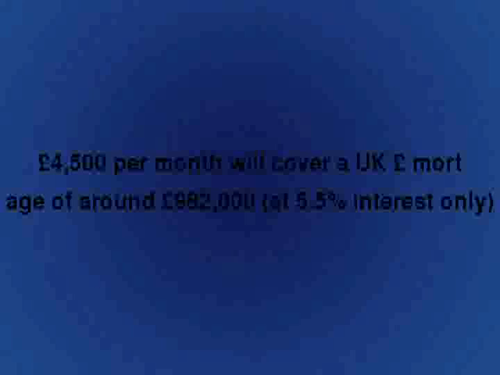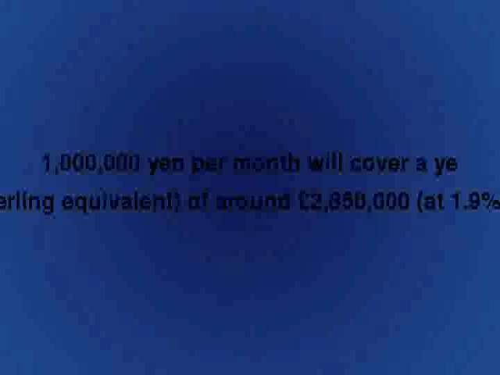Just to translate that, if you're paying the same amount of money, so I'd say £4,500, which is the average of the 3 figures that we've been talking about, so just in round figures, if you're paying £4,500 in sterling for a sterling mortgage, your total mortgage outstanding will be £982,000. If you were paying that same amount of money into a Japanese yen mortgage, then that mortgage would be around £2.85 million. So we're approaching 3 times the total outstanding debt that you could have for the same amount of money going out.